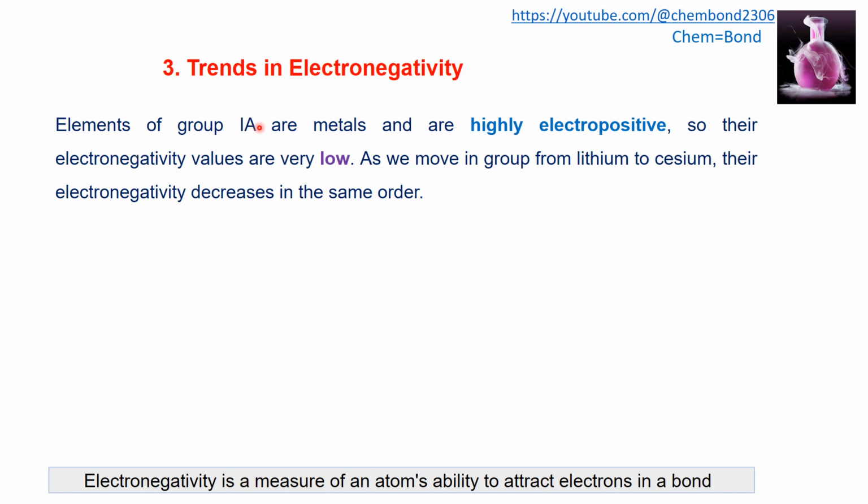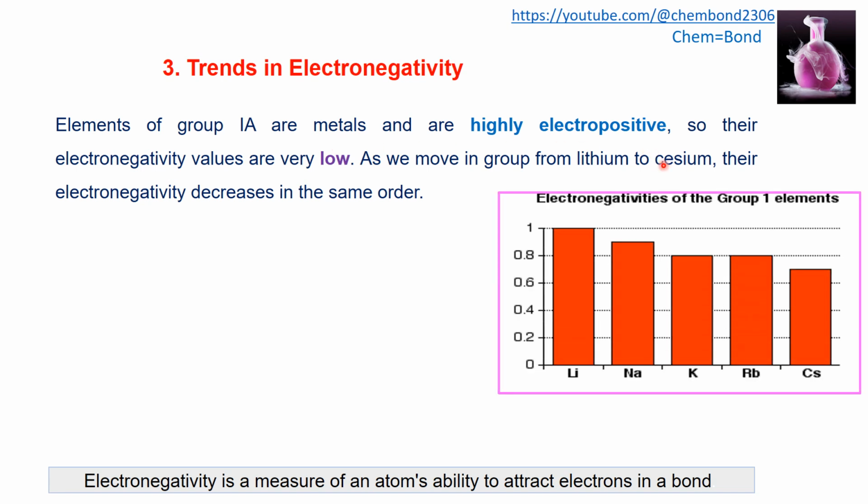Group 1A elements are metals and they are highly electropositive, so their electronegativity values are very low. As we move from lithium to cesium, their electronegativity value will decrease in the same order. So lithium will have a higher electronegativity value as compared to cesium.